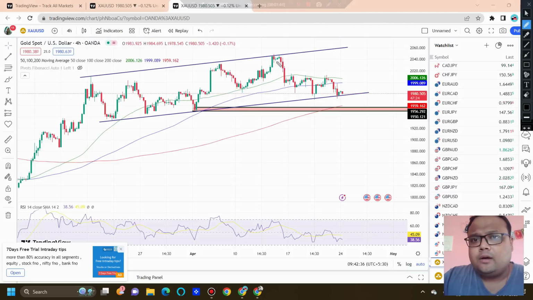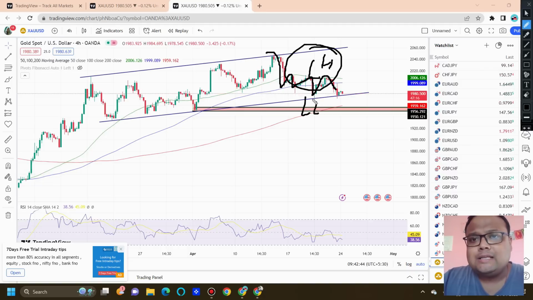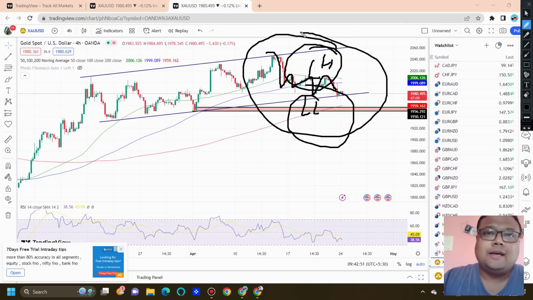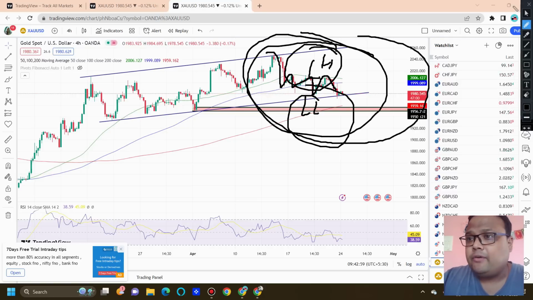But we cannot deny the fact that recently gold is showing lower highs and lower lows. Lower highs and lower lows are not a good sign for an uptrend market. Usually this kind of structure signifies that the trend of the market is about to reverse as well. So you need to be very careful, because right now gold is at a very critical level.